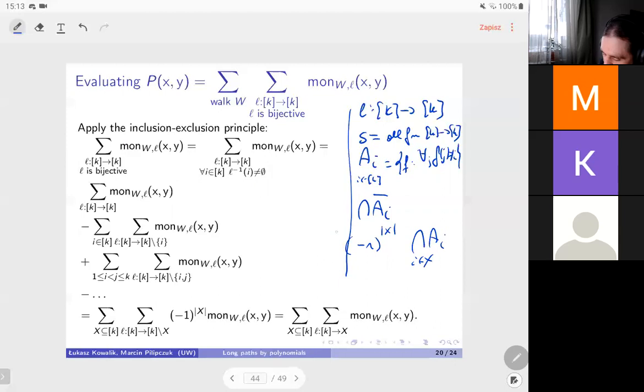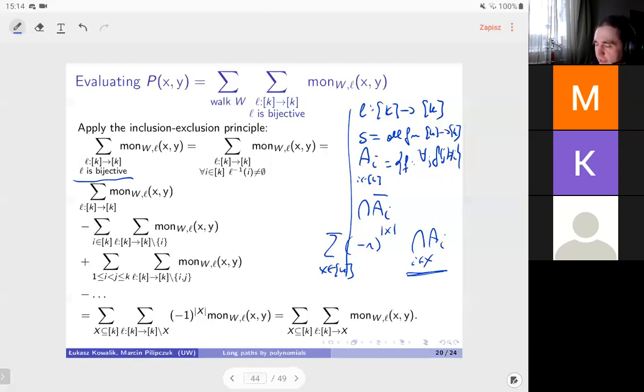So I can make this sum over X subset of k, using all the labelings that don't use the values from X. And this is what is written here on the left on the slide. Let's think in the following fashion: if I drop the requirement that the labeling is bijective, so I can use any labels I want on the vertices, then evaluating this polynomial is actually pretty simple.